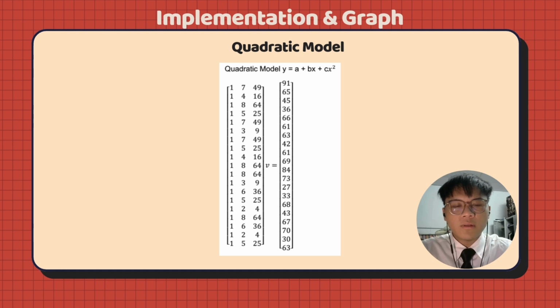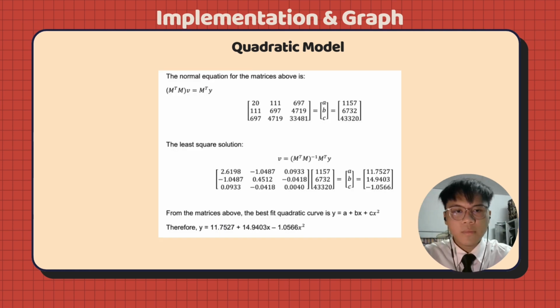For the quadratic model, the general equation is y equals a plus bx plus cx squared. When we substitute the independent and dependent variables into the equation, we get MV equals y, which represents the matrix of the system. From the equation earlier, we can derive our normal equation, which is M transpose M V equals M transpose y. After we find it, we can get our least square solution by making V the subject.